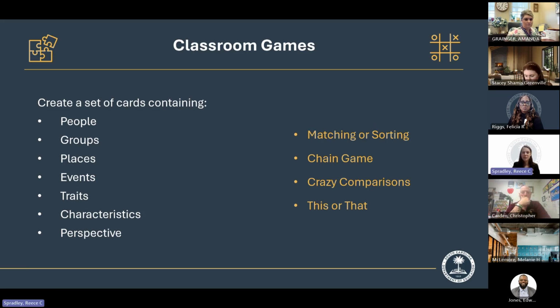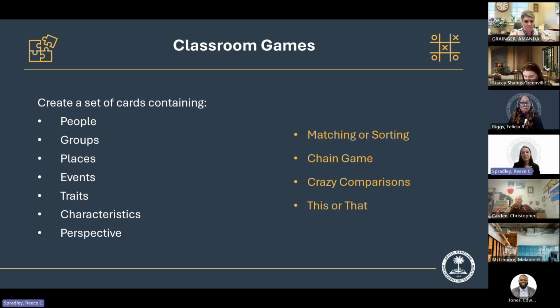Crazy comparisons: they will draw 2 cards randomly, and there will be a card in the middle, and then they will have to put down a card on top and say whether it's the same or different and make a comparison. If you want to track that, you can also create a graphic organizer that goes with it, where they can write things in as they go. And then this or that, where you have 2 piles of cards face up. They draw a card into their hands and decide which of the cards on the table is most like or most different than their card. So again, making some of those comparisons.